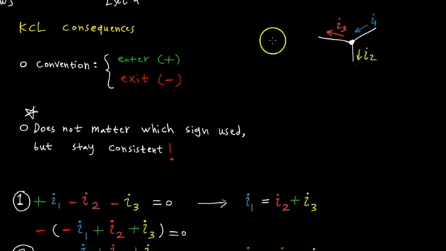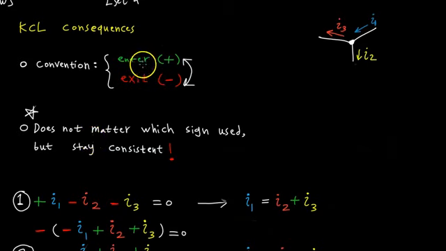And if it's exiting a node, it receives a minus sign. So in this case, let's first say this: it's important to note that it doesn't matter which sign you actually use. For example, if you say the current that enters a node is a plus, and exiting a node is a minus, you can also just switch these signs and conventions. What is very important is that you don't mix these up and you stay consistent.